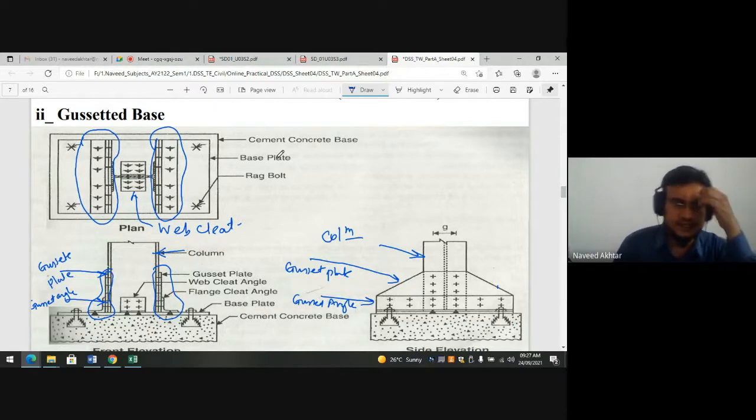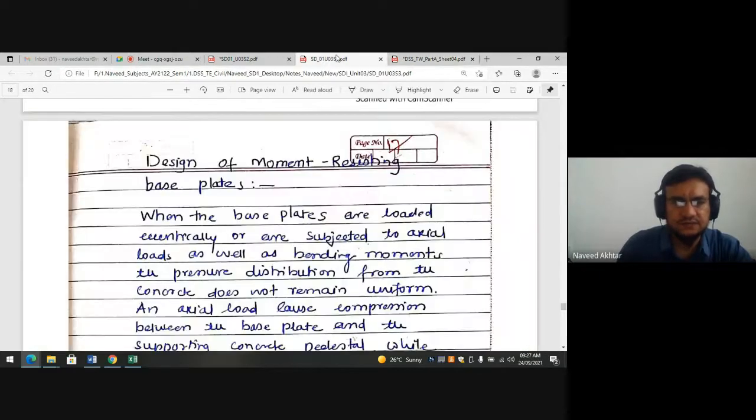So you understand the difference between the gusseted base and the slab base: the gusseted base is with the gusset material, and the slab base is only the base plate below the column. But in the gusseted base, the column is with additional plates, called gusset material, that consist of gusset plate and gusset angle.